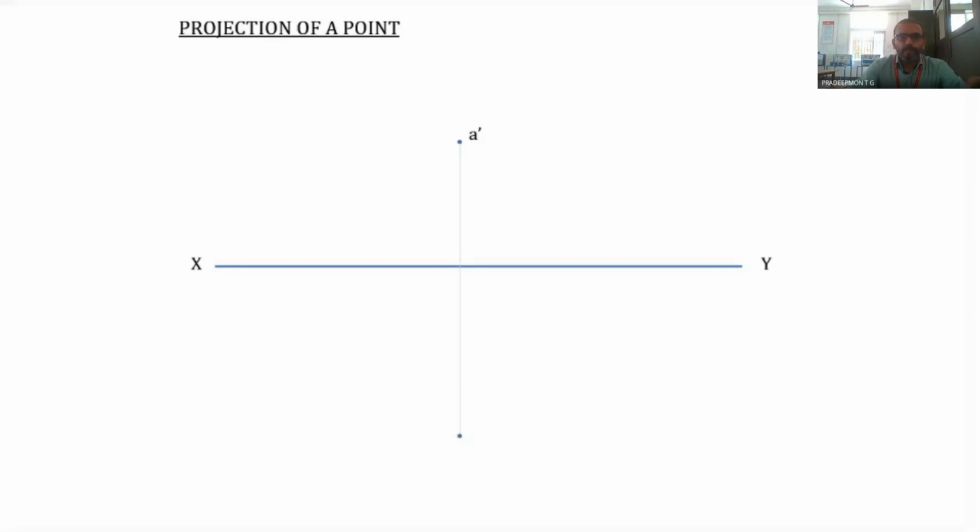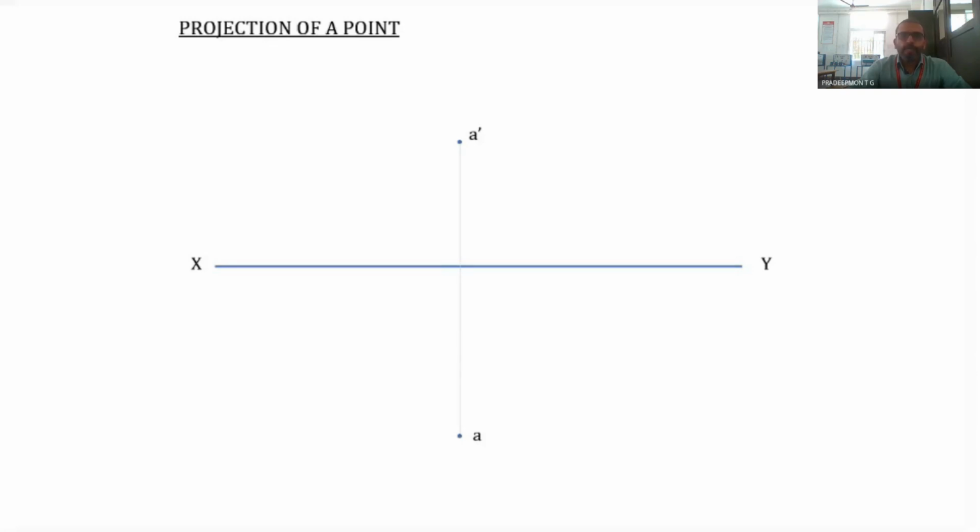Now we move on to finding out the distance of the point from VP, in order to get the top view. The distance of the point from VP is obtained, and that particular distance is marked below the XY line, assuming the point to be in the first quadrant. So it is below the XY line. Then that is the point A, that is the top view. So this is the drawing that is required.